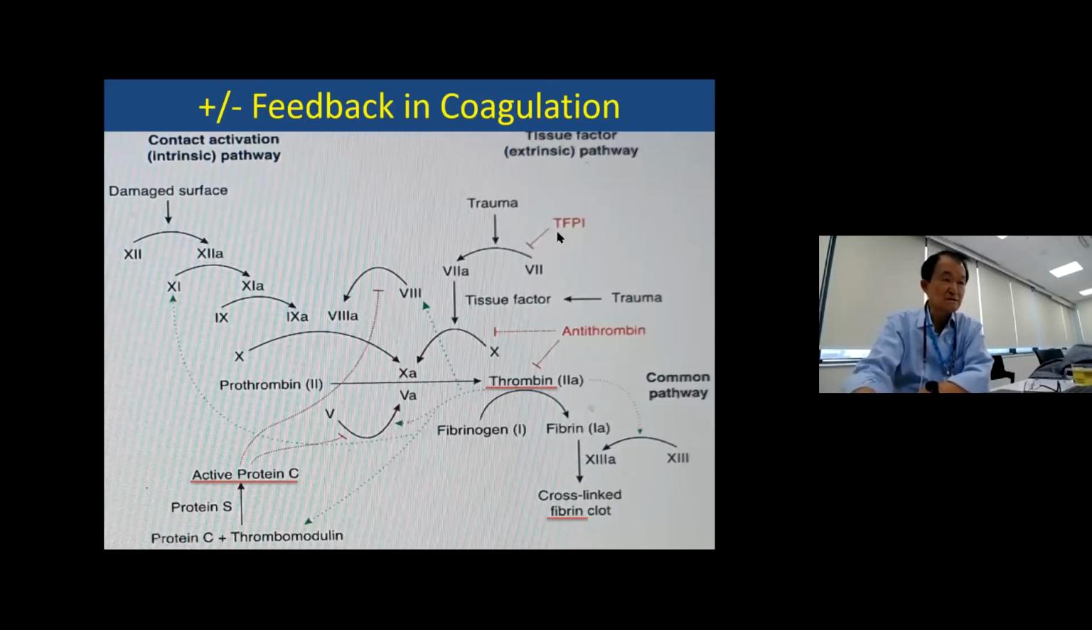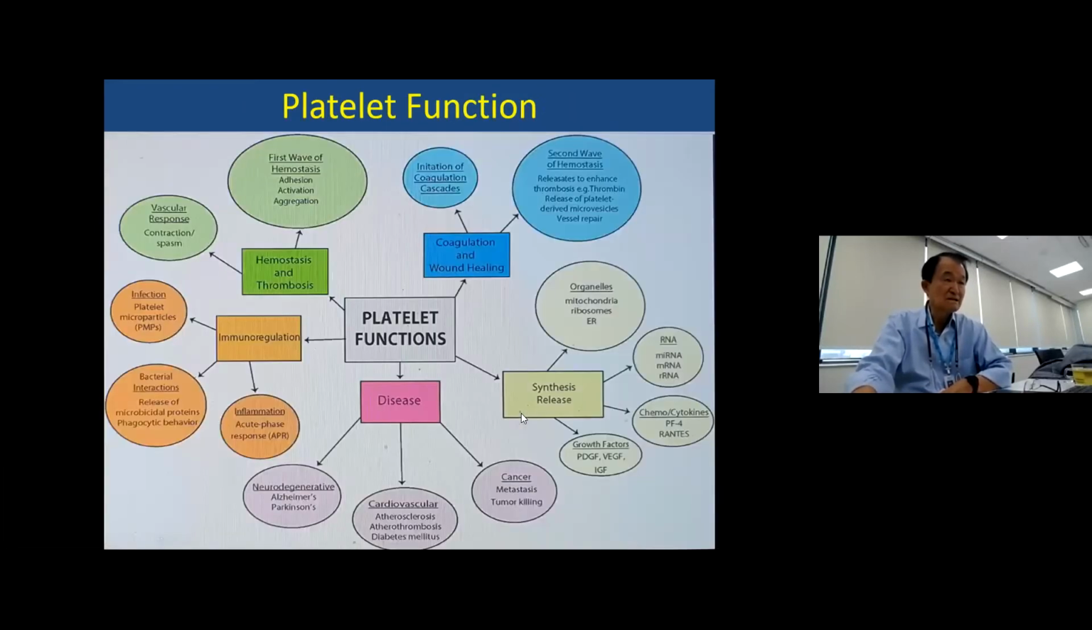Antithrombin, certain tissue factor inhibition, and here there's protein C or S also working on the factor 8 to 8A conversion. And also sometimes the factor 5 to factor 5A, protein C works on this one. So it's all different pathways.